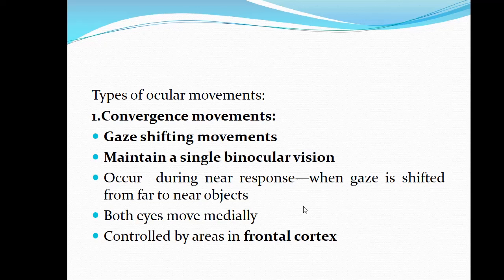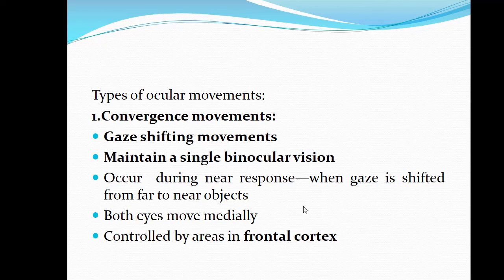For example, first you're looking at a far object and then you shift your gaze from the far object to the near object, and this type of movement is a convergence movement. Okay, and these are part of the accommodation reflex we have already discussed in detail, and the function of these convergence movements is to maintain single binocular vision. And in this convergence movement, both eyeballs are going to move medially.